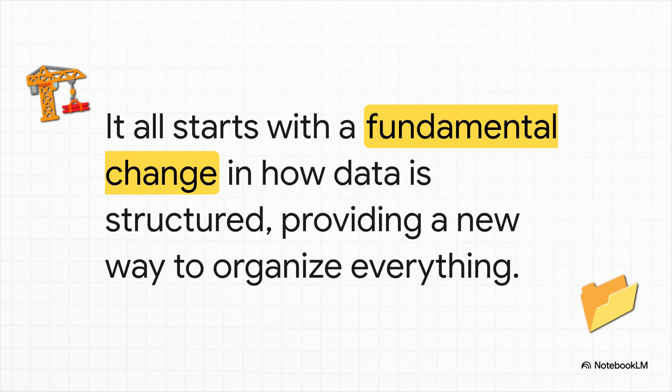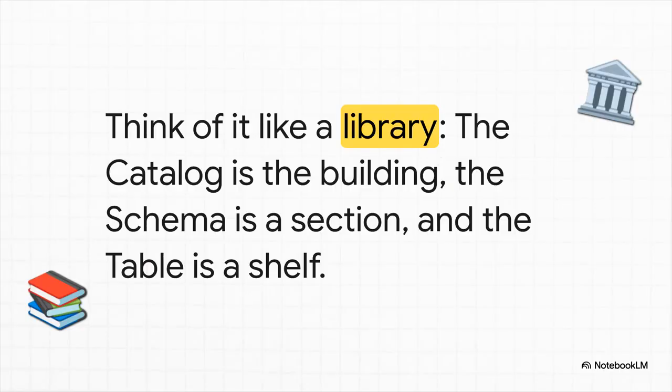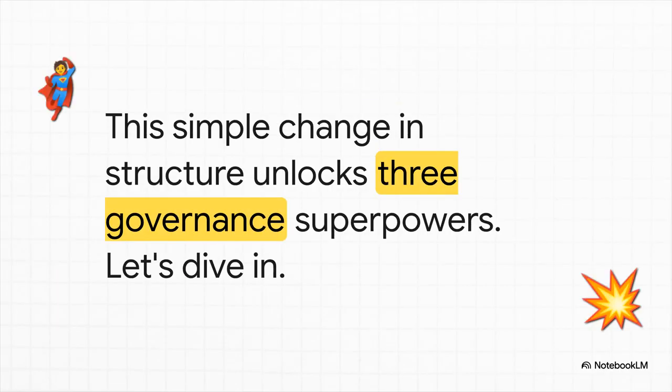So how does it pull this off? It all starts with a new way to organize data. It introduces a new 3-level namespace, replacing the old 2-level system. A small change, big impact. The easiest way to picture it is like a library, giving you a super clear, logical hierarchy. And this simple structure, it unlocks 3 governance superpowers. Let's dive into the first one.